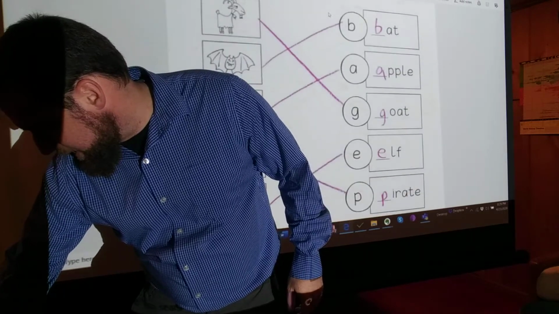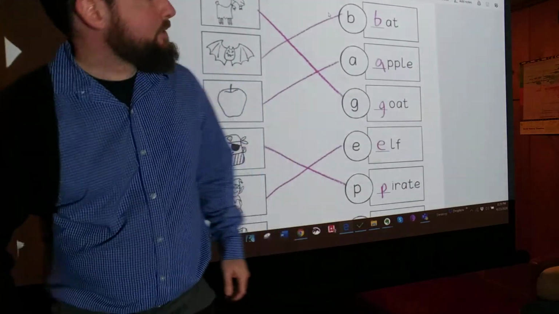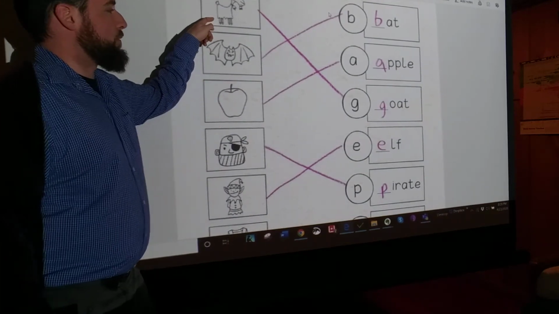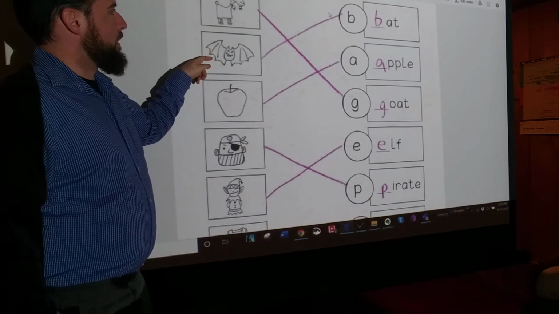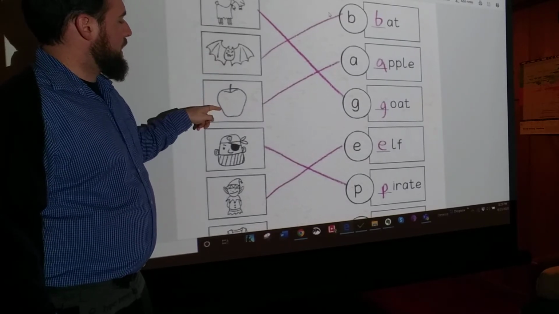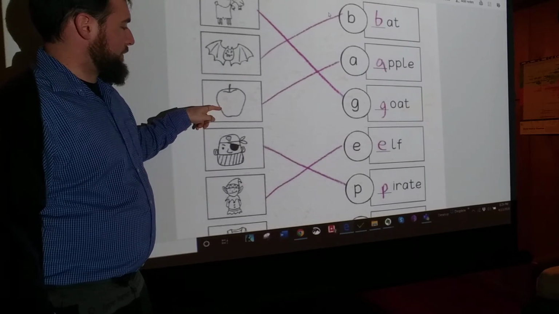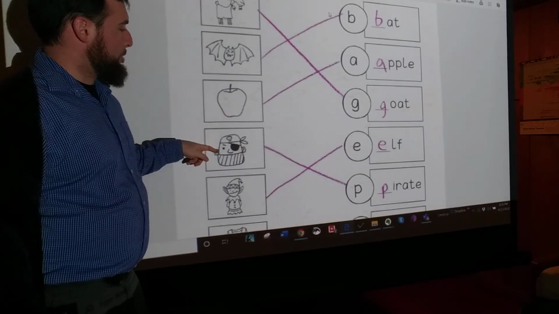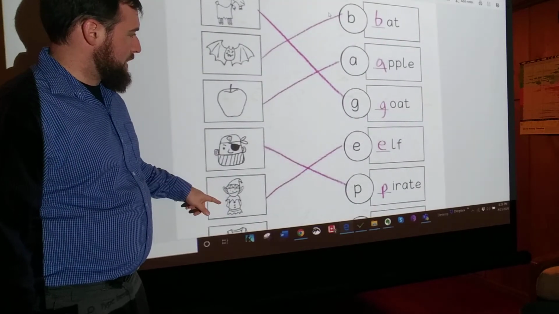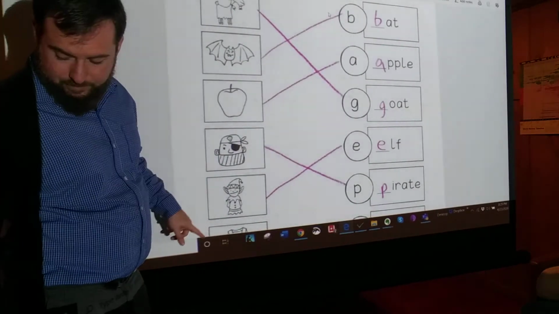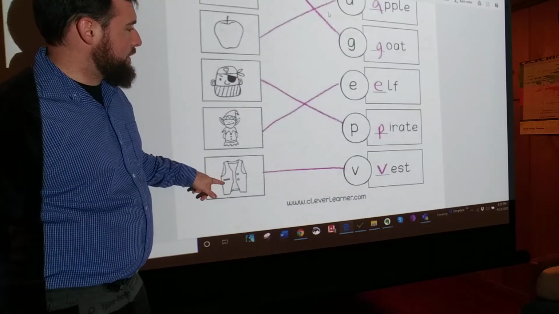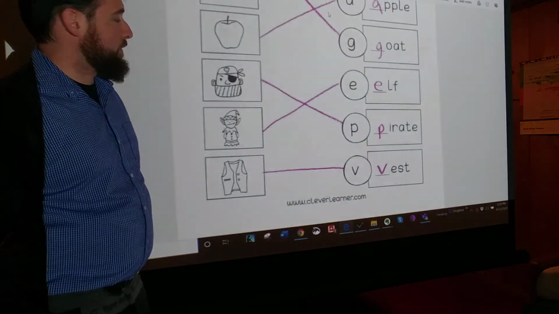Should look like this. All right, so G for goat, B for bat, A for apple, P for pirate, E for elf, V for vest. All right.